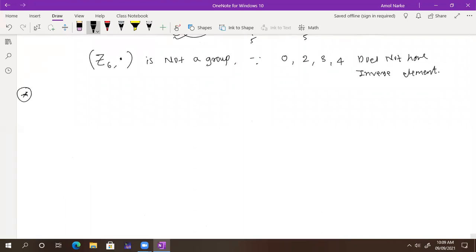Next question. Z7, together with multiplication, the integers modulo 7, is a group? Tell me, what do you think about that? Whether it is a group or not? So the elements will be from 0 to 6, right? Yes, 0 to 6, correct.